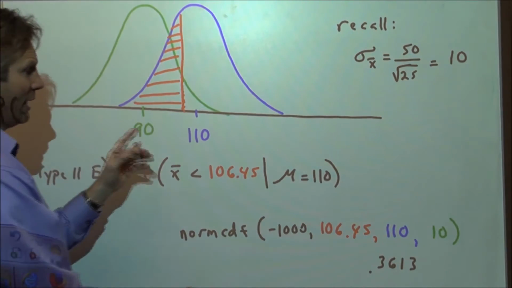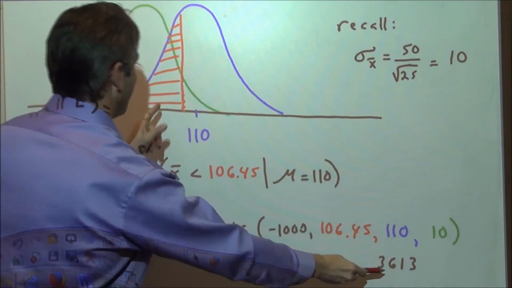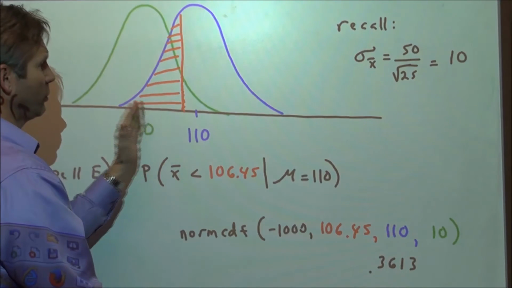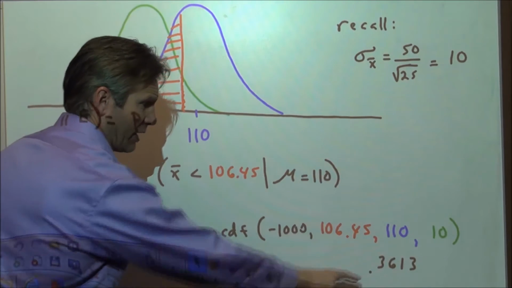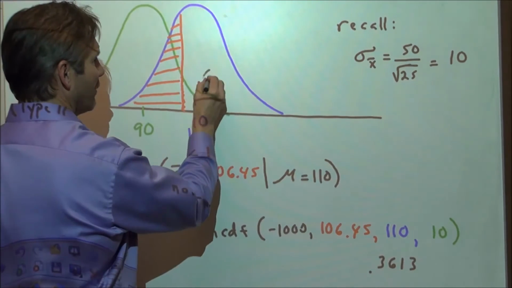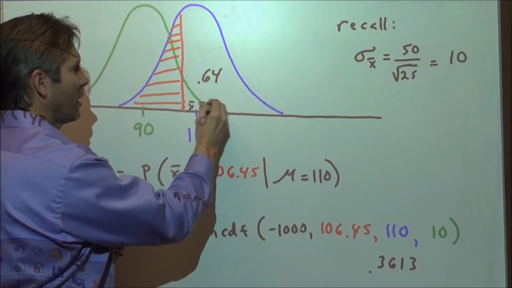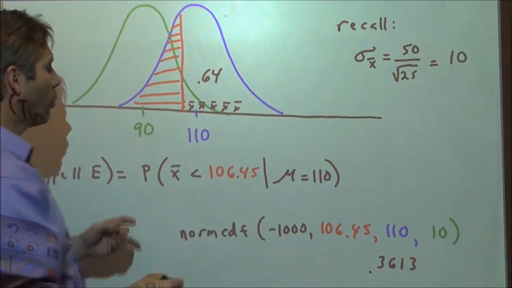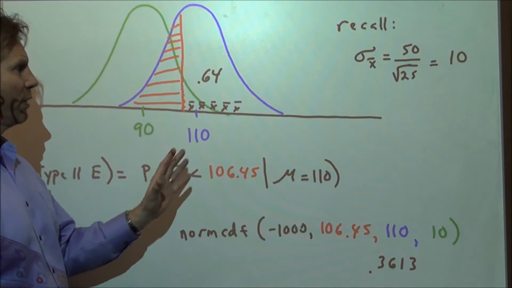Meanwhile then, if the mean really was 110, if there's a 36% chance of getting a result that's too low to reject the null, then it must be that 64% of the time, 1 minus that, we would be getting sample means that are large enough that we would reject the null in this hypothesis test and correctly go with the alternative.